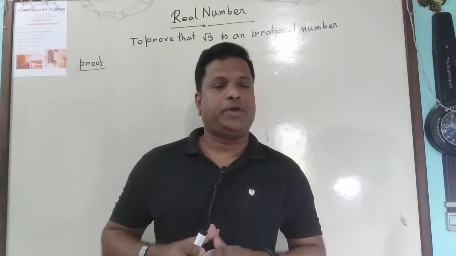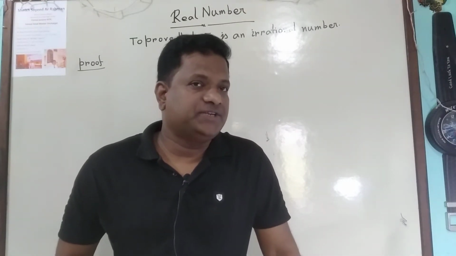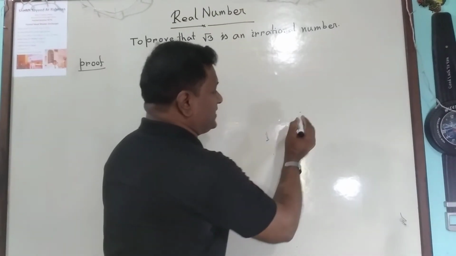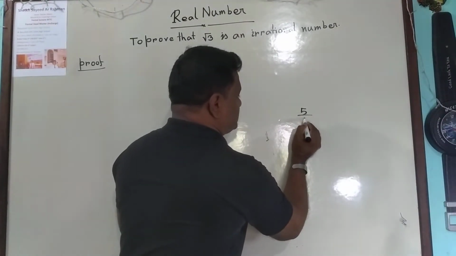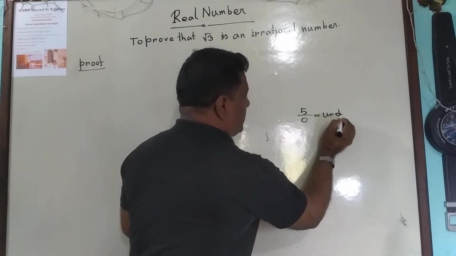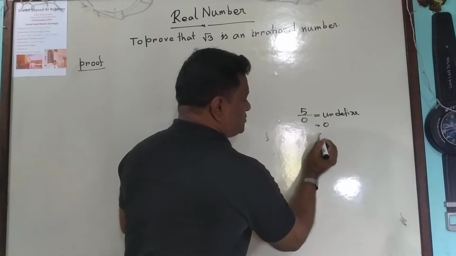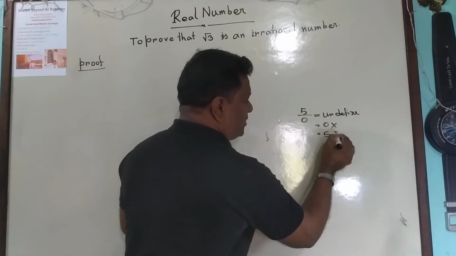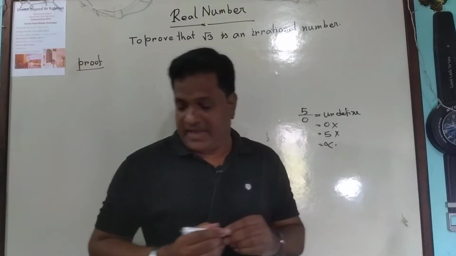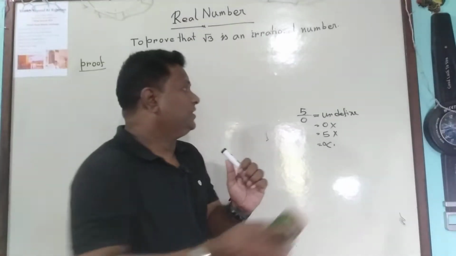If q equals 0, what will happen? It will be undefined. Suppose 5 by 0 is undefined, not 0, not 5, not infinity. So, p and q are co-prime to each other and q is not equal to 0.